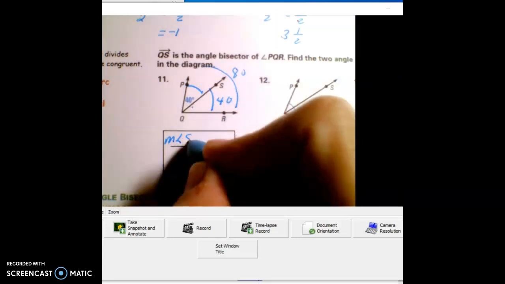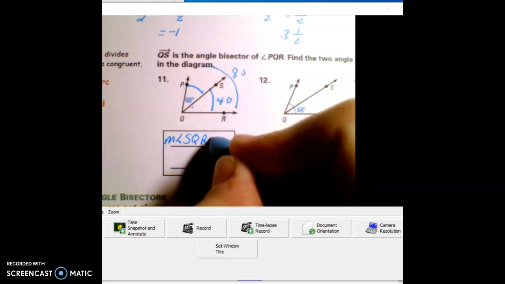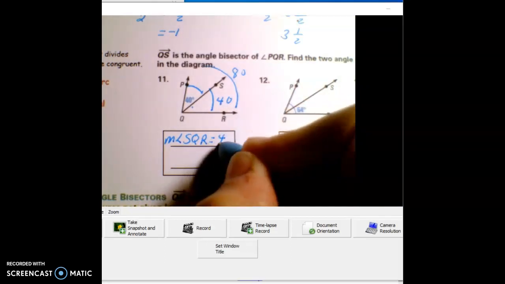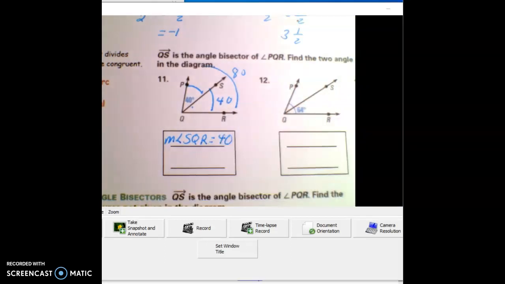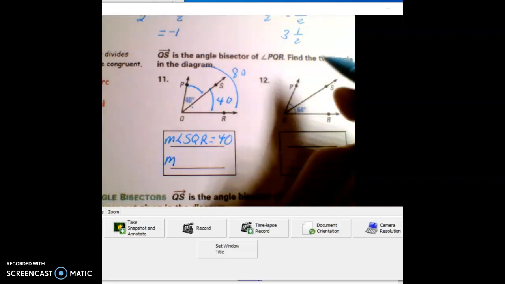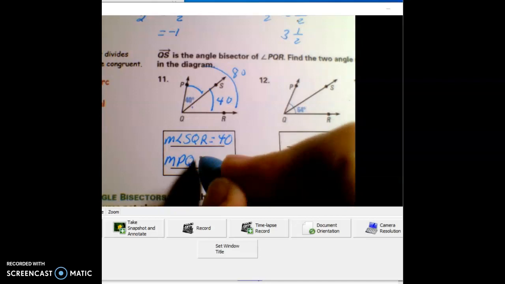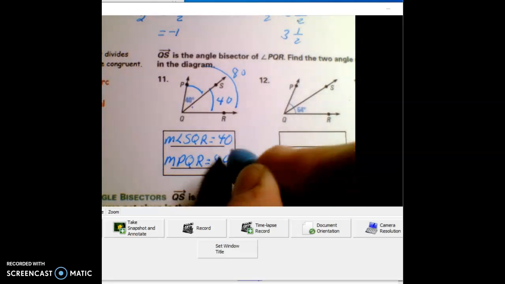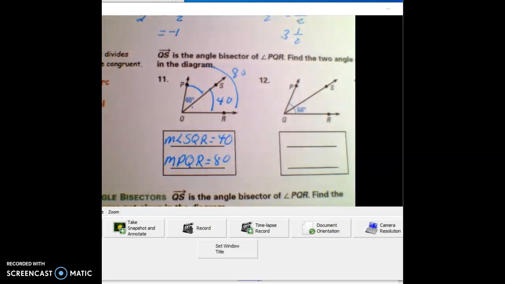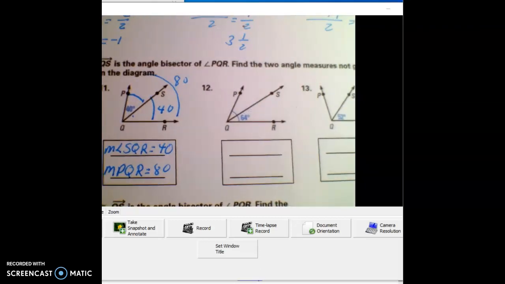SQR equals, so the small one is equal to 40. And the measure of PQR is equal to 80. All right, let's look at the next one.